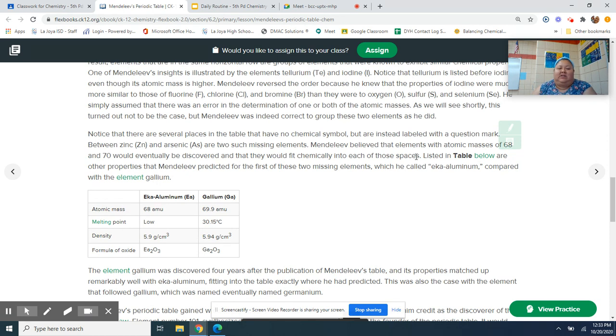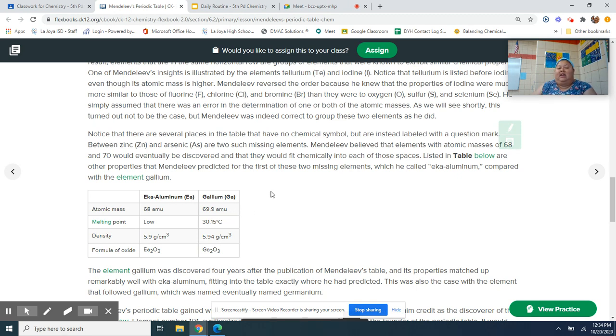Between zinc and arsenic are two missing elements. Mendeleev, without any information, believed that elements with atomic masses of around 68 and 70 would eventually be discovered and they would chemically fit into those spaces. Listed in the table below, here on the left, you'll have the properties that Mendeleev predicted. On the right is that information compared to the element gallium, which was discovered later after Mendeleev.